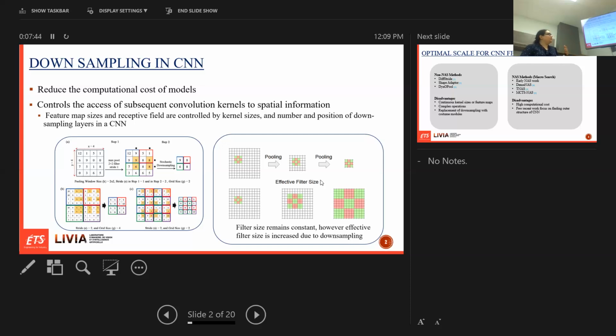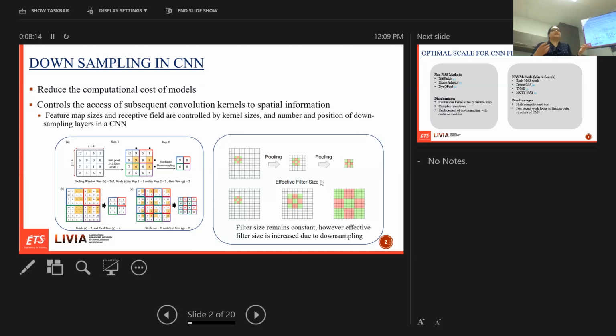They're usually done in one of two ways: doing max pooling, as you can see here, and then doing the convolution, or doing a convolution with strides that are larger than 1. And both are equivalent.